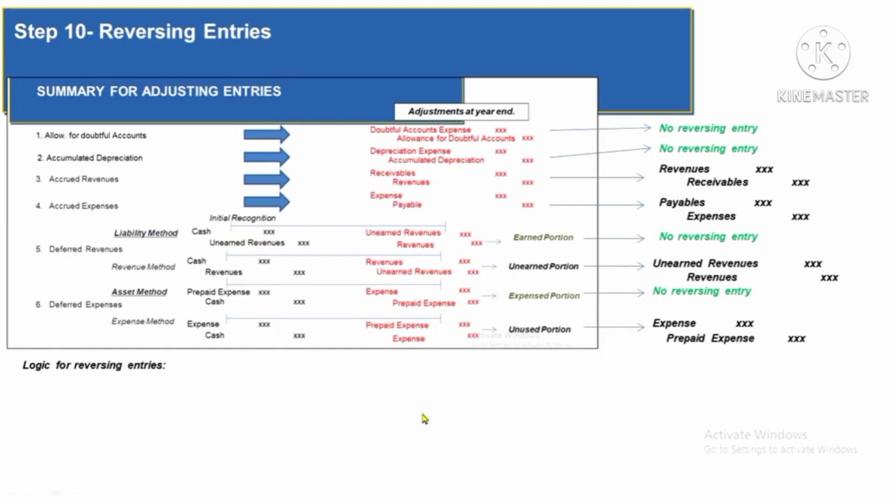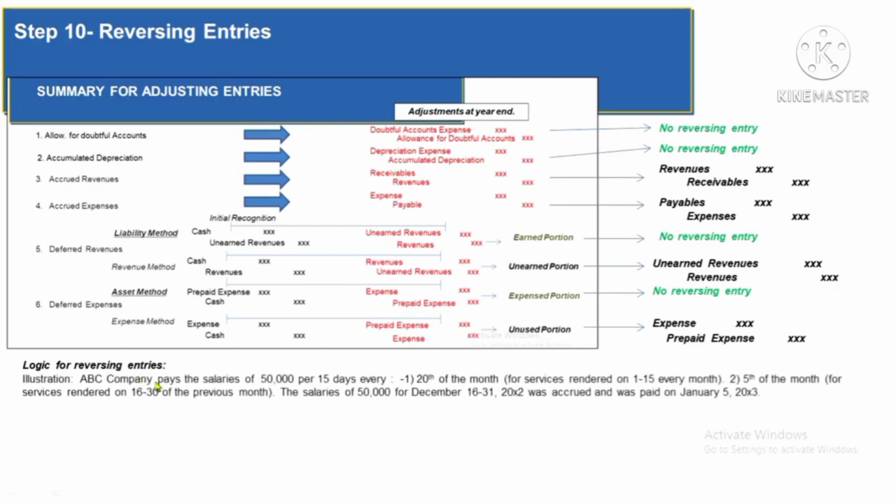And by the way, before we start, I have to tell you that preparation of reversing entries is optional. Now, let's have the illustration. This particular illustration is related to an accrued salaries expense. We have ABC company paying salaries of 50,000 per 15 days, every 20th of the month for services rendered by the employees on the 1st to 15th of every month.